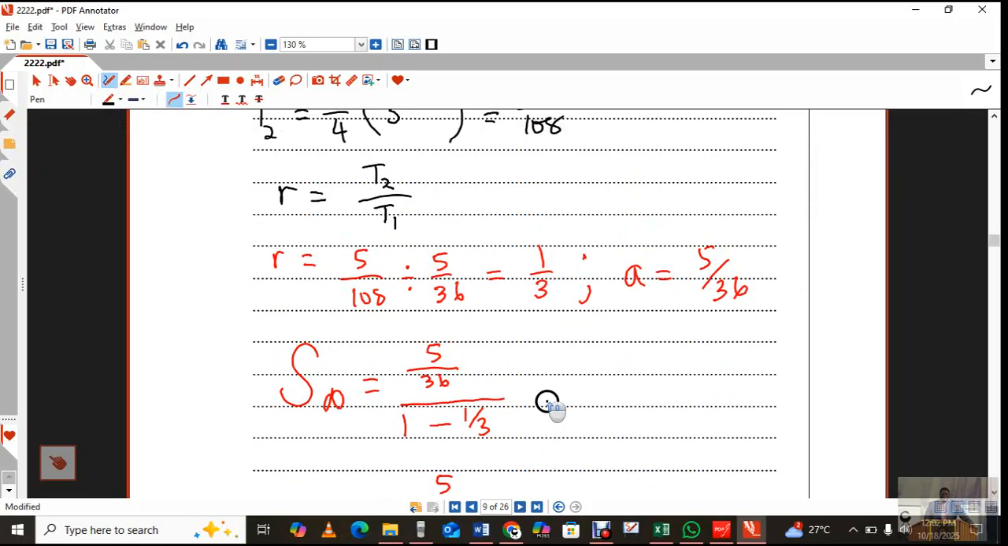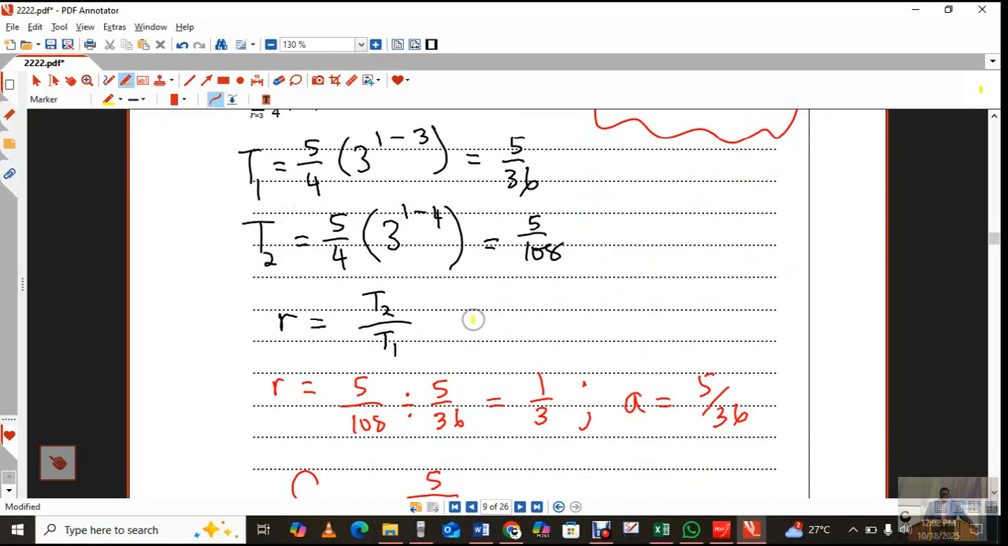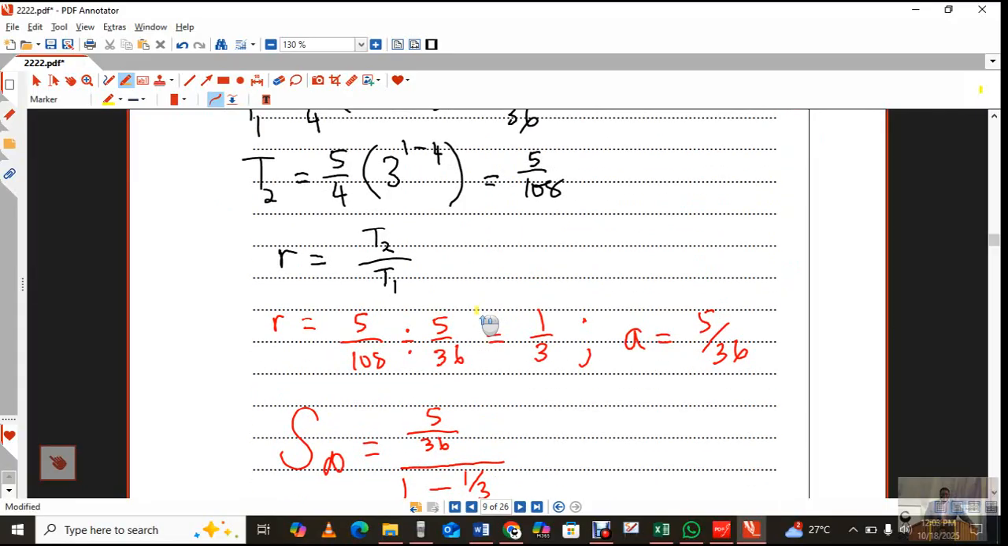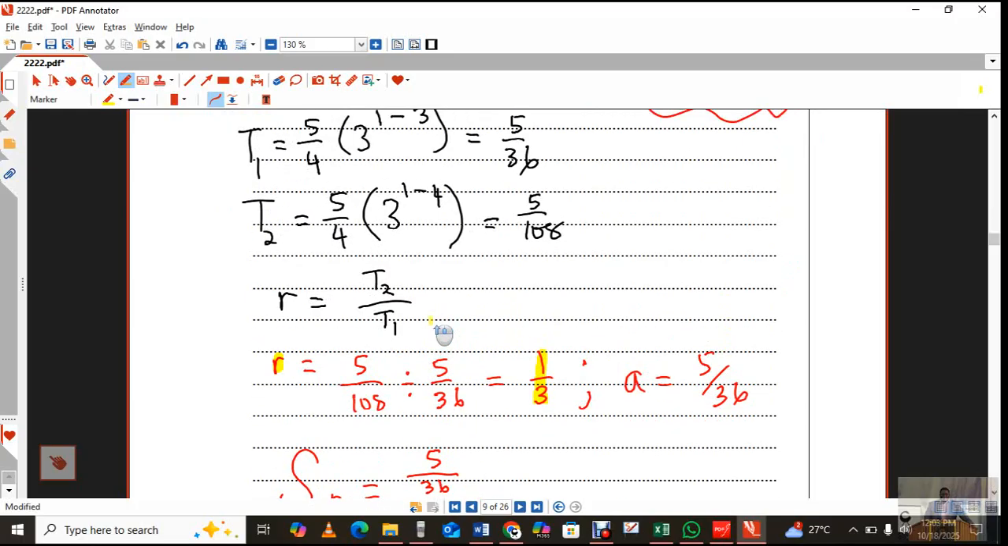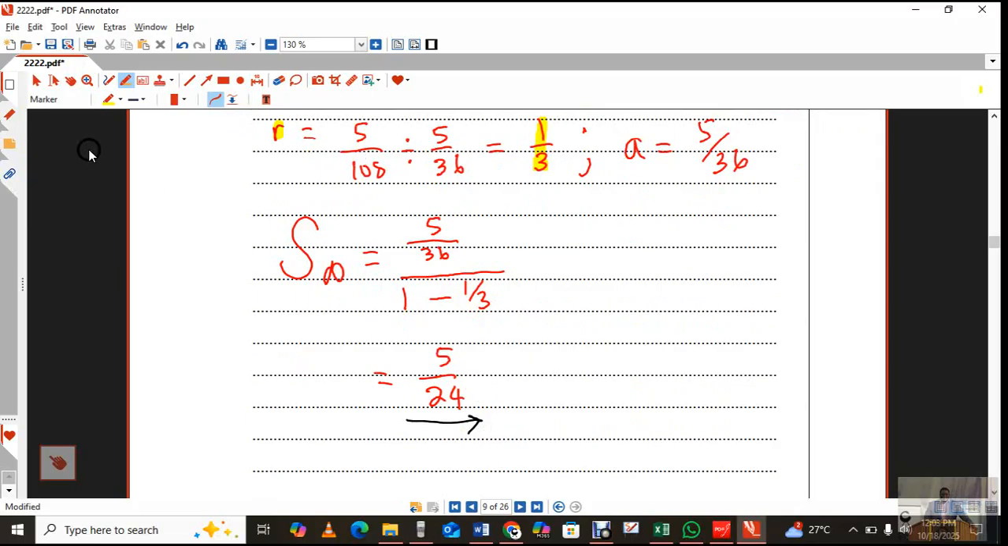Okay, right. So you had to first identify what your A value is. You also need to know that you are dealing with sum to infinity, as R works for sum to infinity only when R is a fraction between 1 and negative 1. In this particular case, we arrived that R is equal to a third, and if R is a fraction, then if you add these terms, they become smaller and smaller, and they tend to a number, and that number is 5 over 24.